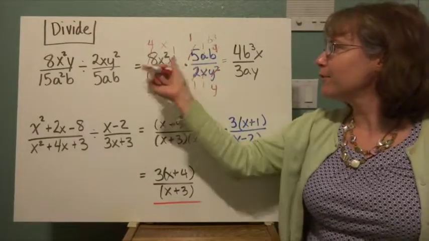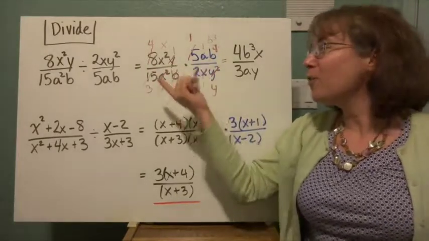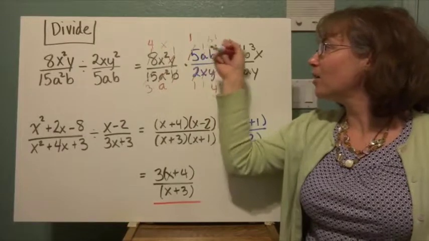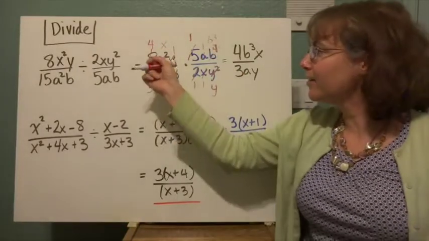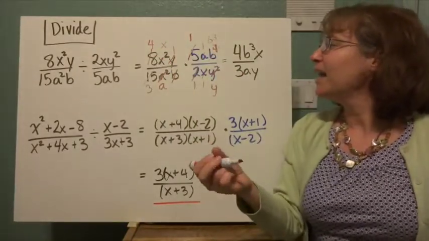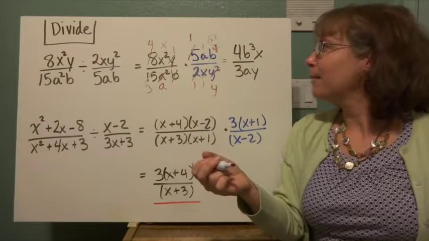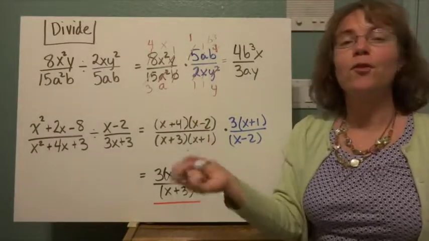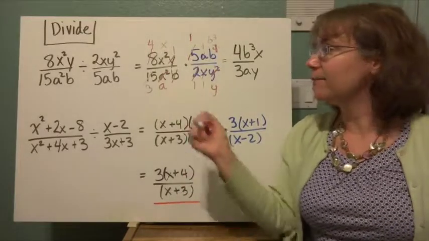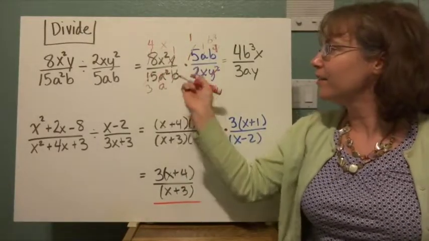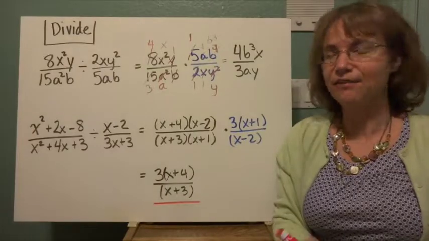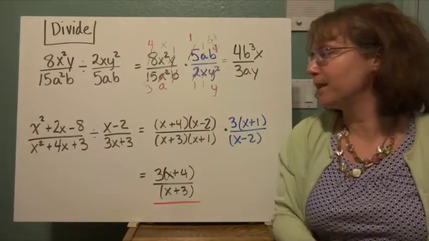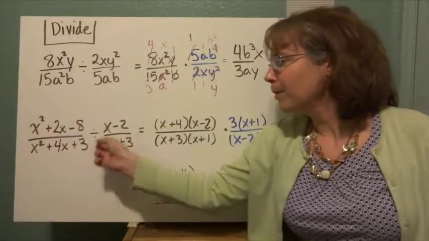So I simplified first, and then I multiplied. If you wanted to, you could multiply all of this and then simplify. I could say that that is 40 x squared y a b to the 4th. And then I could do the same thing down here and multiply through, and then go ahead and find my 1s. I just find it's a lot simpler if I do it like this. I have less, my numbers aren't as big. So same with this one.